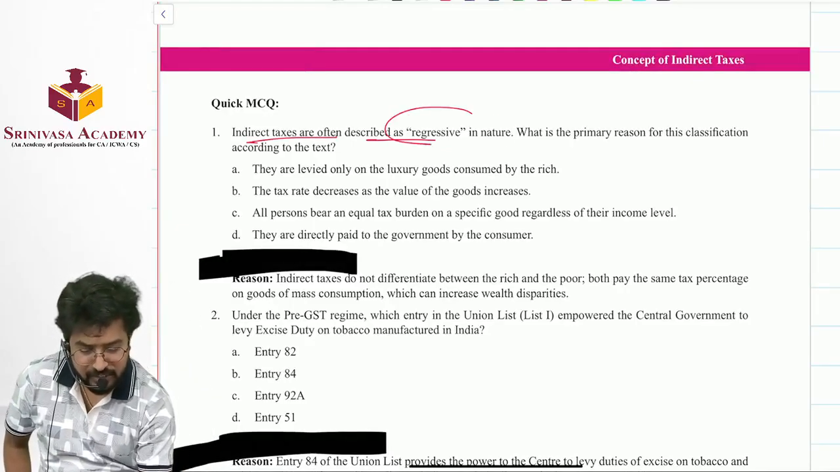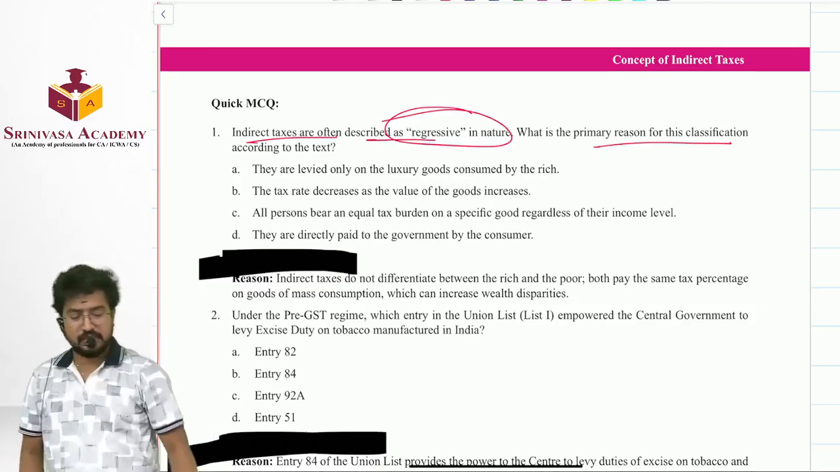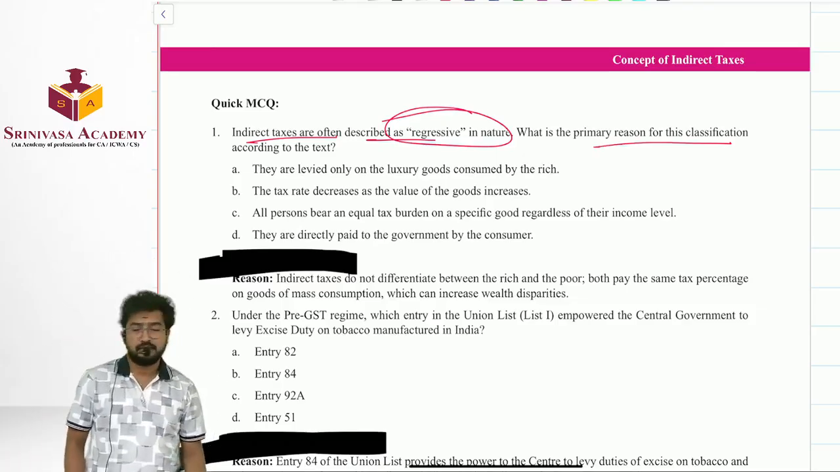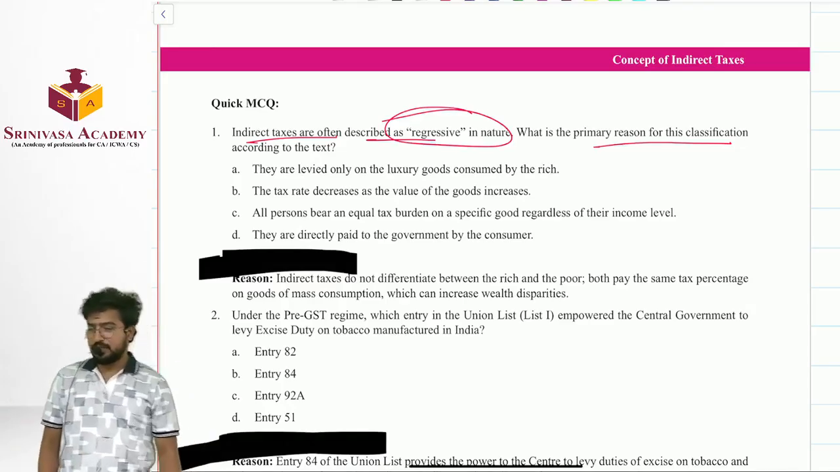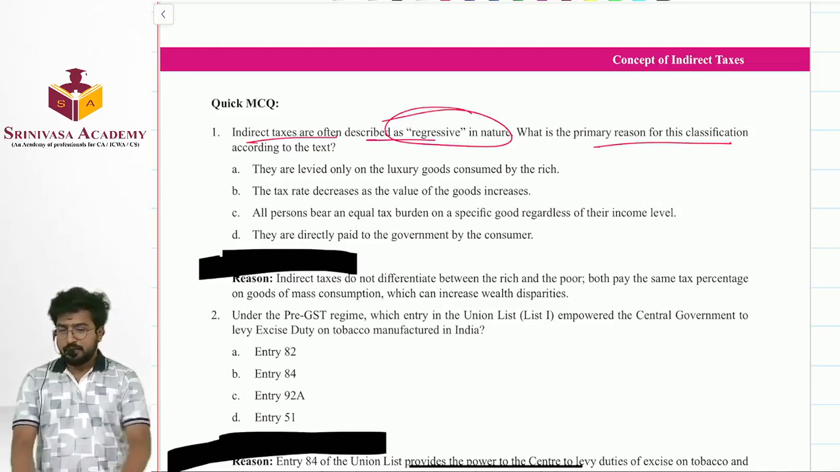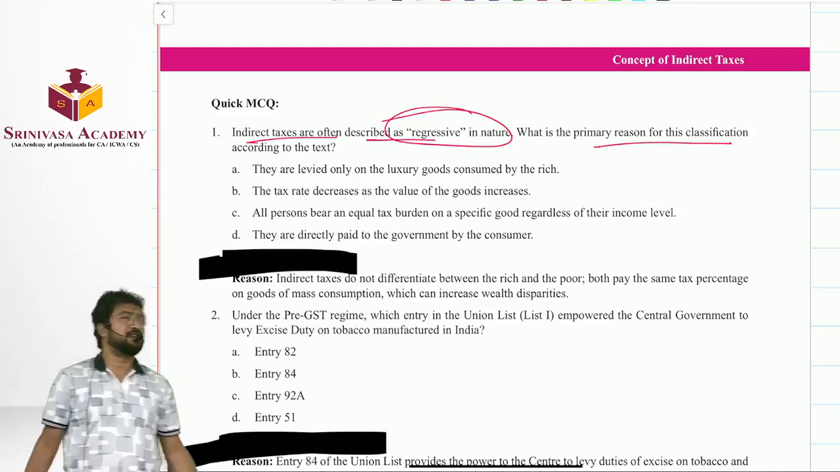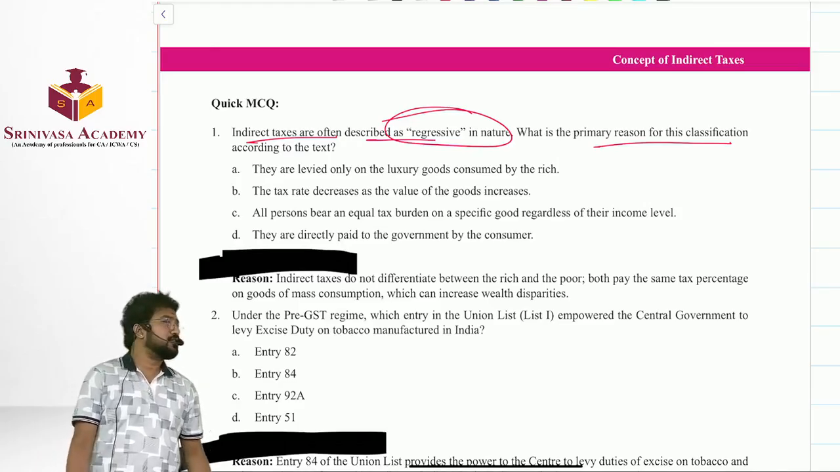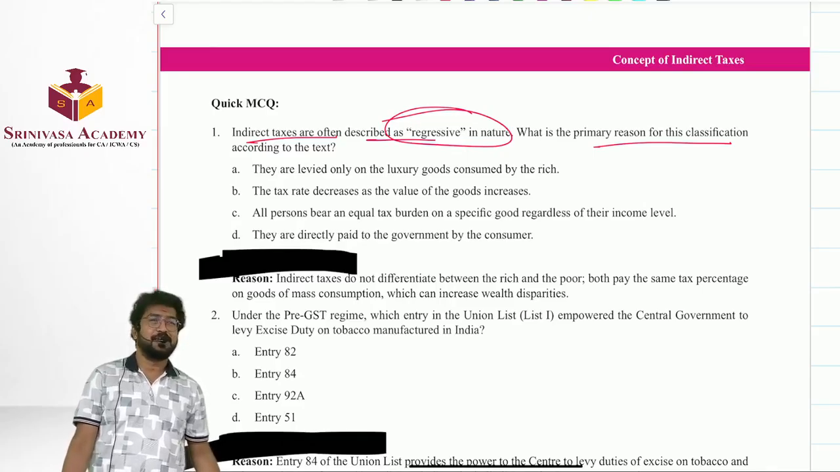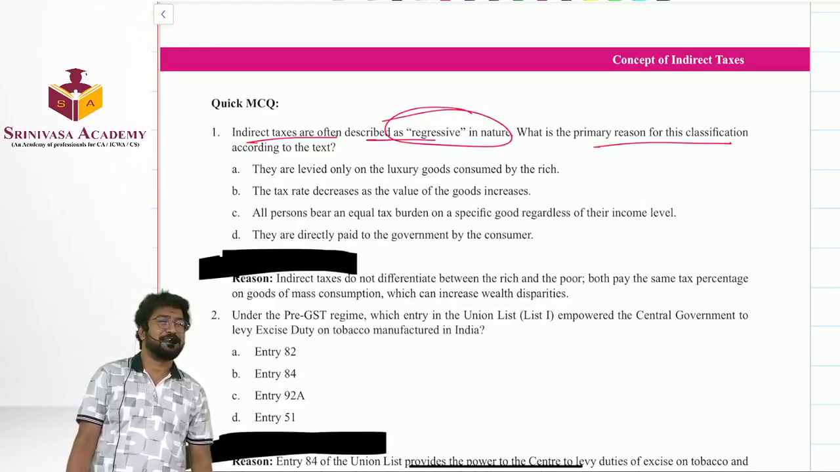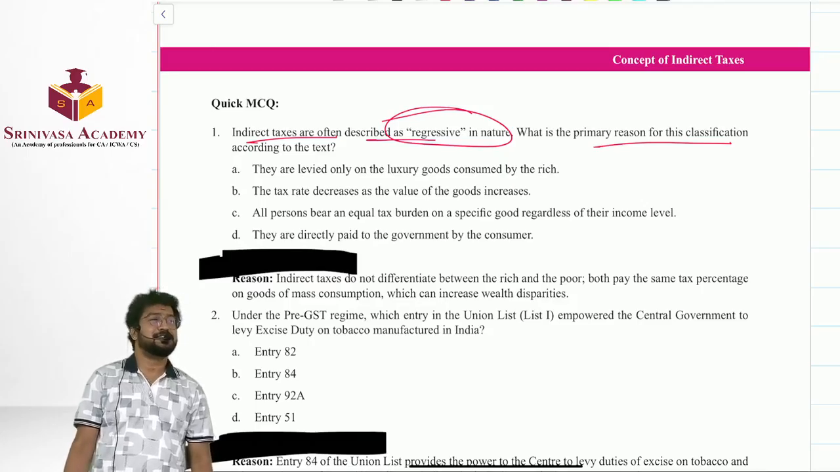Indirect taxes are often described as regressive in nature. What is the primary reason for this? Regressive in nature, what is the answer for this? Online students, you should send that in the comment box. Option A, B, C, D. What is the option? C.